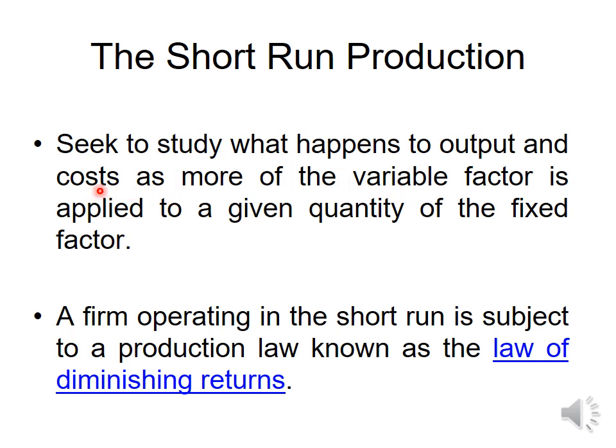Now, what you will see is the output and cost of the firm will be subjected to the law of diminishing returns in the short run. You would remember that whenever we have laws in econs, law will determine a certain type of outcome, which we're going to study later. So in the short run, given that there's at least one fixed factor, firms' output and cost behavior will be subjected to this law of diminishing returns.